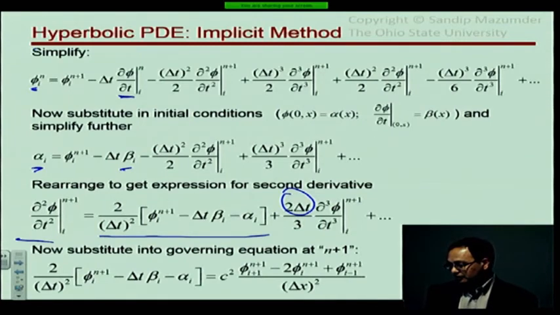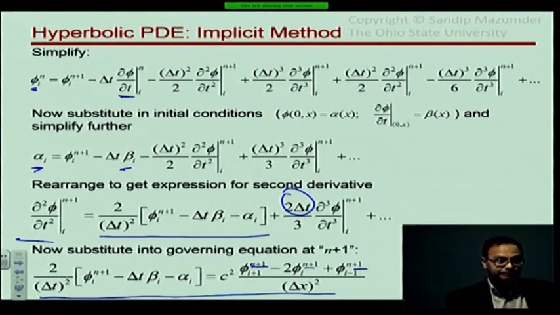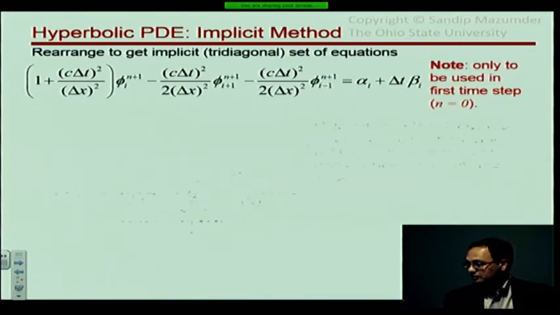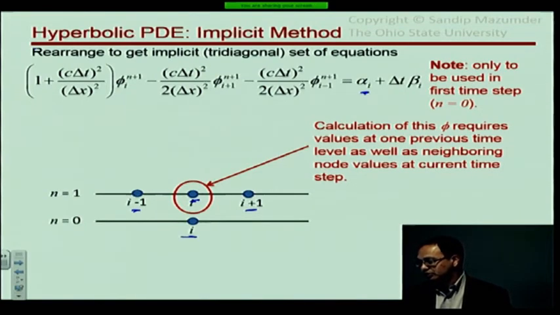So now you substitute it into your governing equation. For the first time step, you get this equation. Of course, it again has n plus 1 on the right hand side everywhere. So that's the tridiagonal equation for the first time step. So first time step you get a tridiagonal equation, subsequent time steps you also get a tridiagonal equation, but it's a slightly different set of equations. And this is the pictorial representation. To get the value at this node, you need the neighboring nodes as well as the initial condition which shows up here, these two guys.